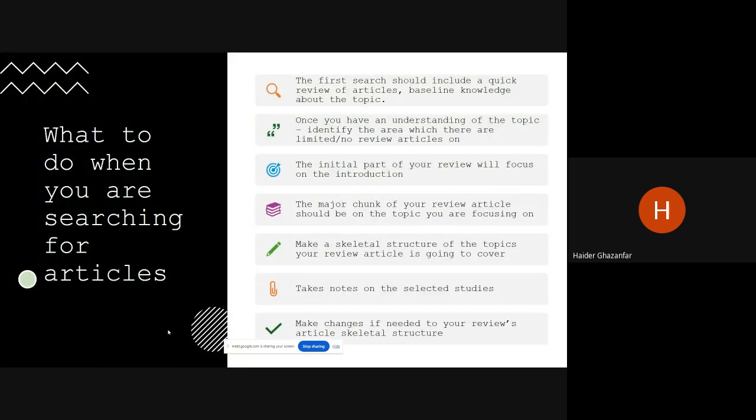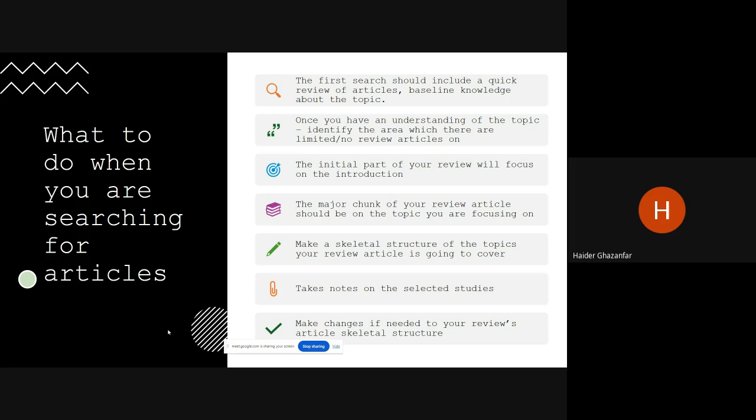Okay, so what to do when you are searching for articles? The first search should include a quick review of articles, to get baseline knowledge about the topic. Once you have an understanding of the topic, identify which areas have limited or no review articles. This is the most important part. Before you start writing a review article, make sure there are very limited articles, or if there are some review articles, focus on the area of that topic where there is limited research and limited review articles, and then you will have a better chance of getting it published.